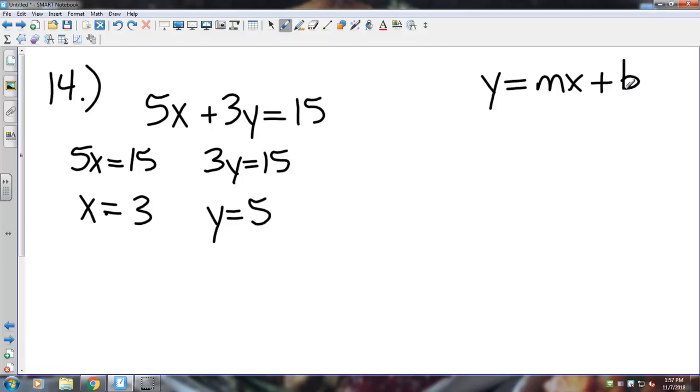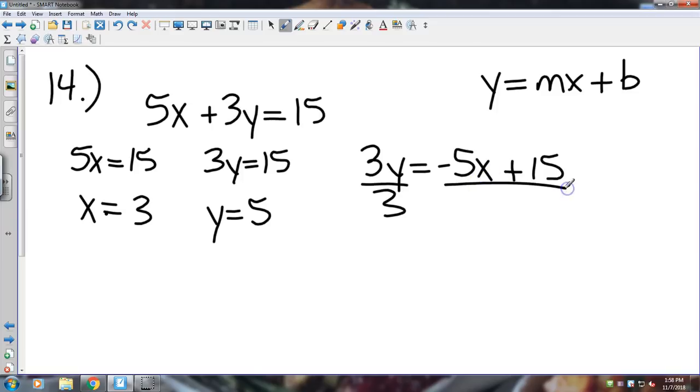You would subtract 5x. So I've got 3y equals negative 5x plus 15. I just subtracted the 5x to the other side, made it negative. Now if I want to get the y by itself, what do I do? Divide everything by 3. Now, all we need is the slope. So what's the number out in front of the x? Negative 5 over 3, right? So the slope is negative 5/3.